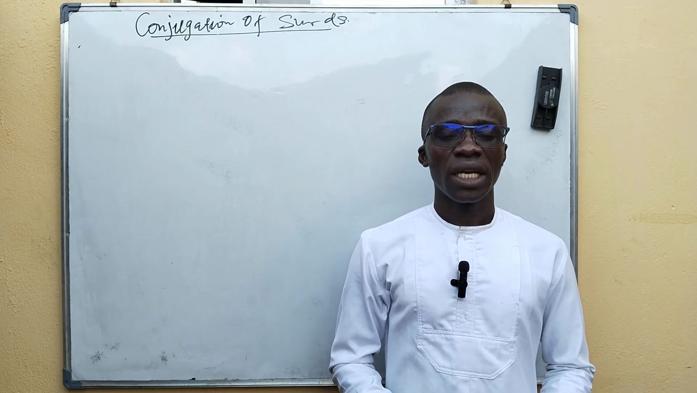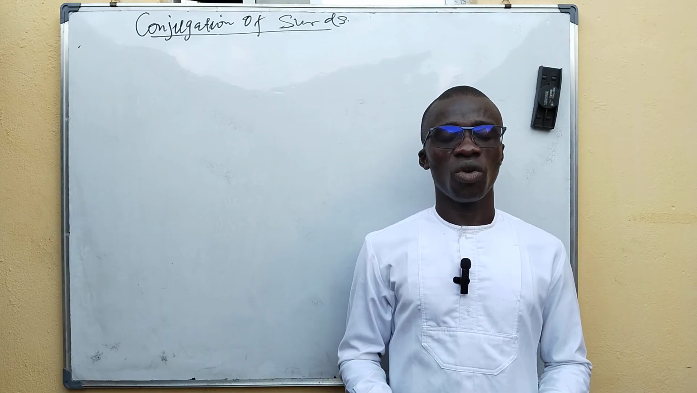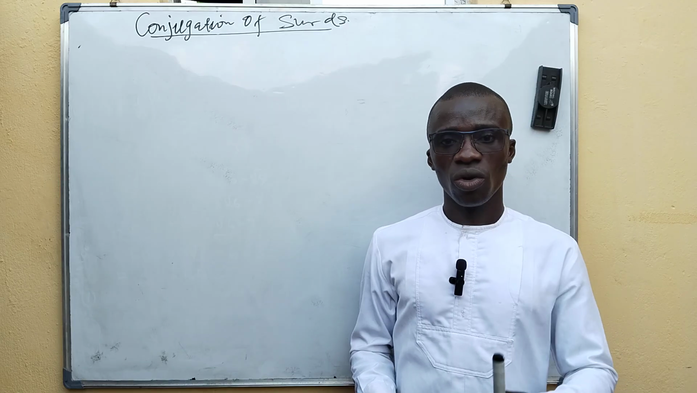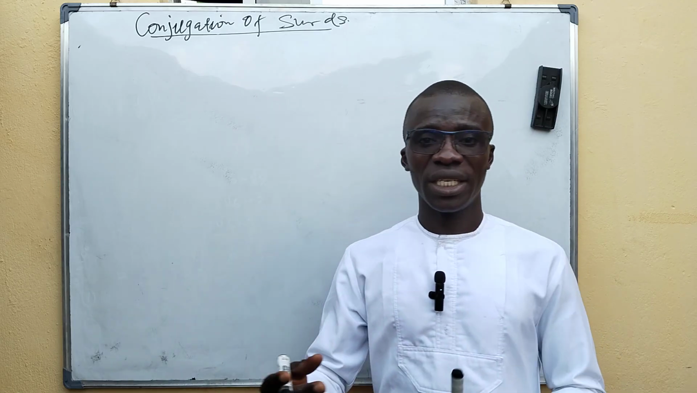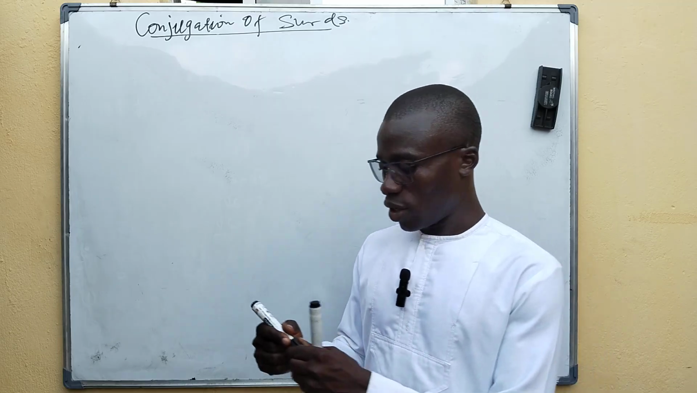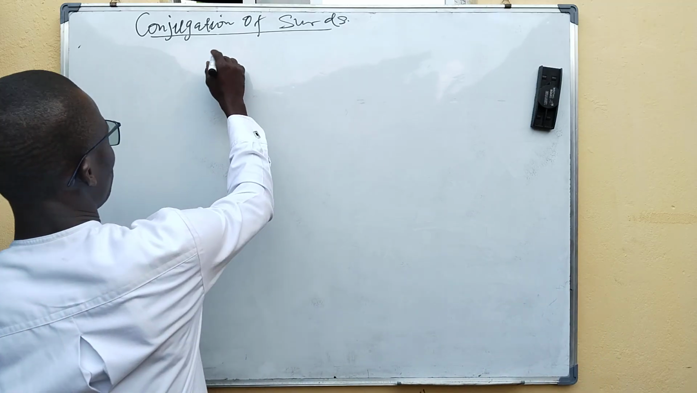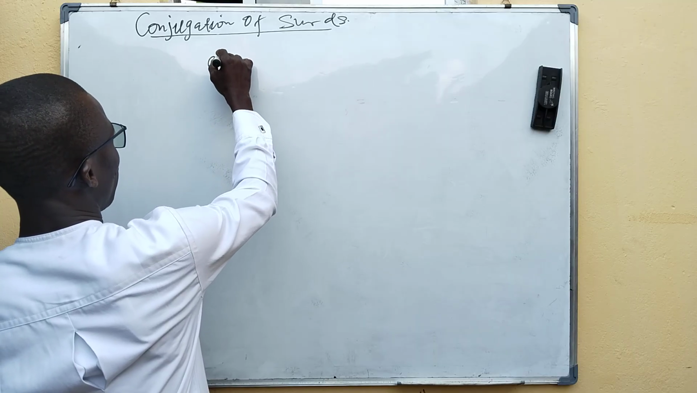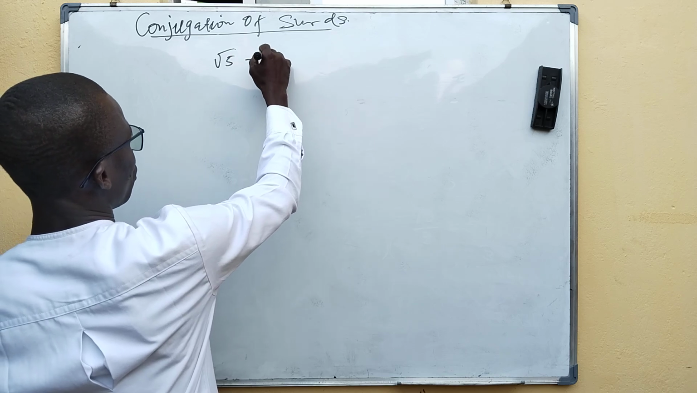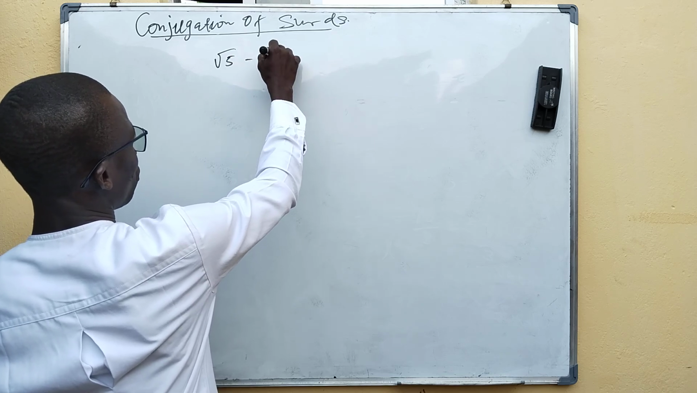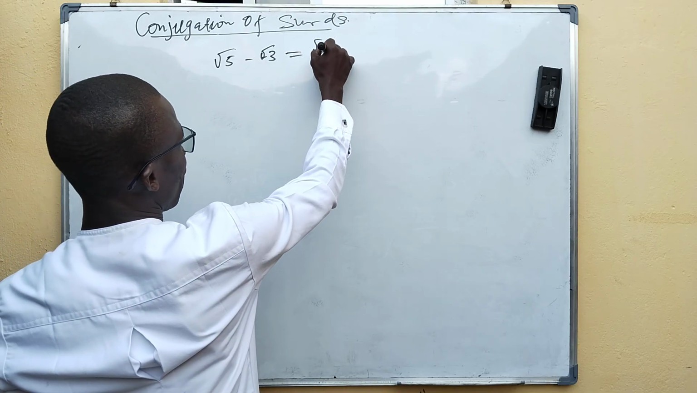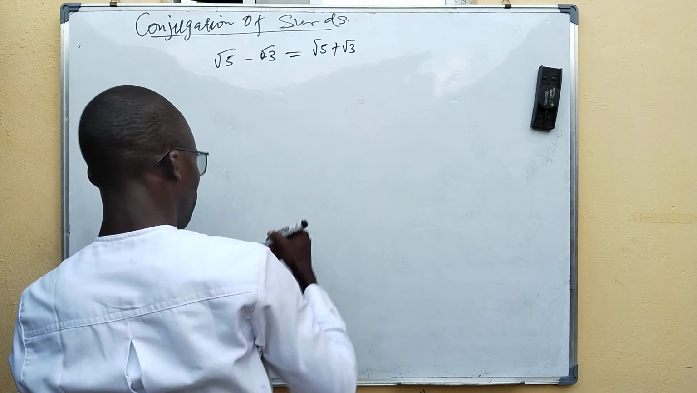Okay, what do we mean when we say conjugation of surds? A surd to be conjugated is just about changing the sign. We have addition and subtraction. Supposing I have, let me say, root 5 minus root 3. If you want to conjugate this, the conjugation of this will give you root 5 plus root 3.